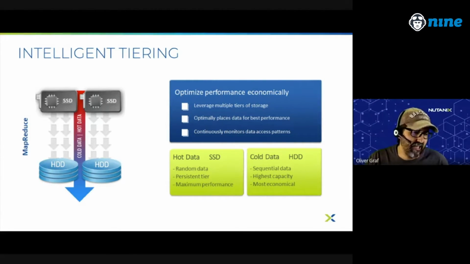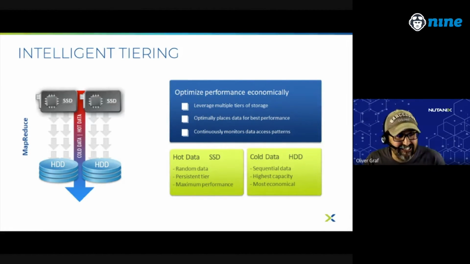DSF continually monitors data access patterns and optimizes data placement on either the SSD or HDD tier, achieving the best performance without administrative intervention. So you don't have to do anything. It's really an automatic process that AOS will take care of. So there is no manual tiering possibility. All of it is done by the operating system on the CVM.